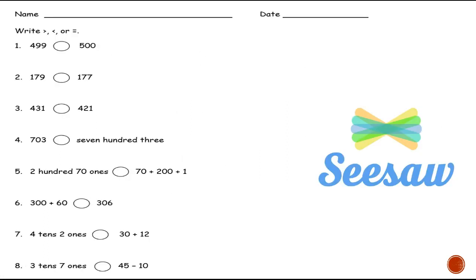Okay, now it's your turn. You need to get your exit ticket. You're going to do numbers 1 through 8, and then you're going to take a picture and Seesaw it to your teacher. Good luck.